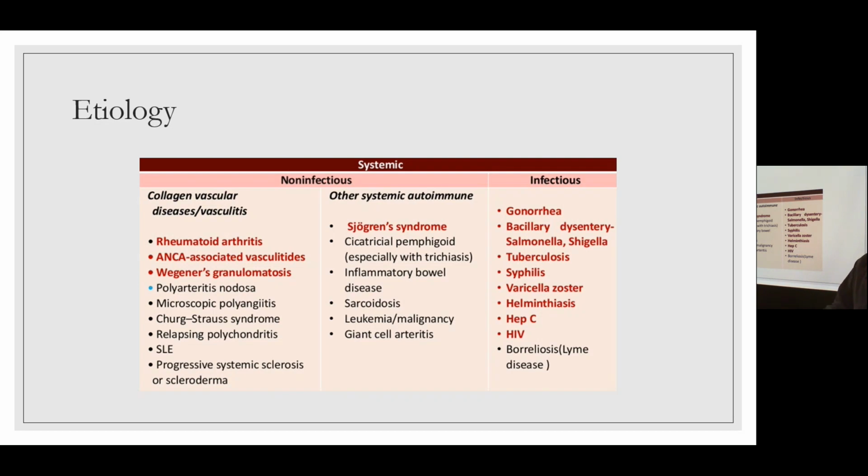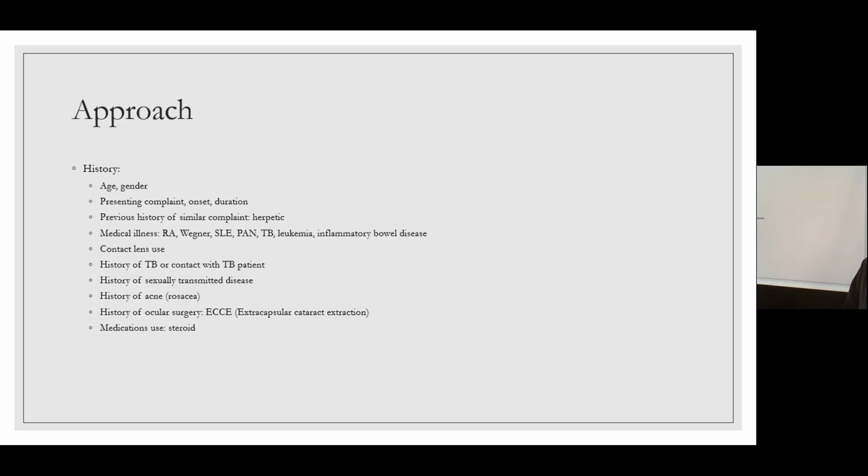And there were actually some cases that were related to malignancy. That's why we did pan-CT in our case. It can also be caused by giant cell arteritis. For the infectious causes, it could be due to gonorrhea, TB, syphilis, VZV, any type of hepatitis, helminthiasis, HIV, or Lyme disease.